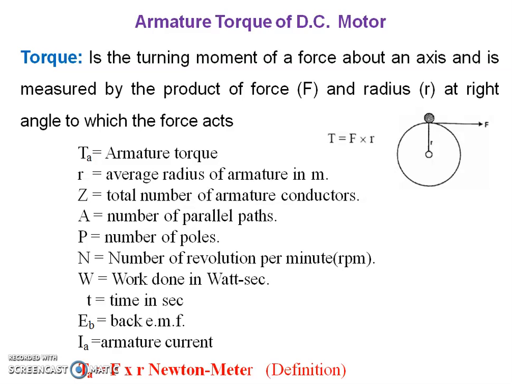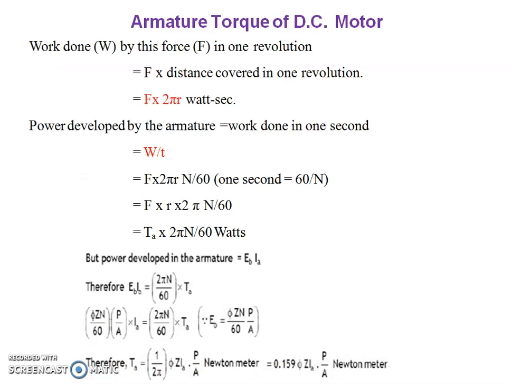EB the back EMF, and IA the armature current. From the definition, TA is equal to force into distance, or the work done by this force in one revolution, F into distance covered in one revolution, that is equal to F into 2 pi R watt second. Power developed by the armature is equal to work done in 1 second, that is W by T, F into 2 pi R N by 60.